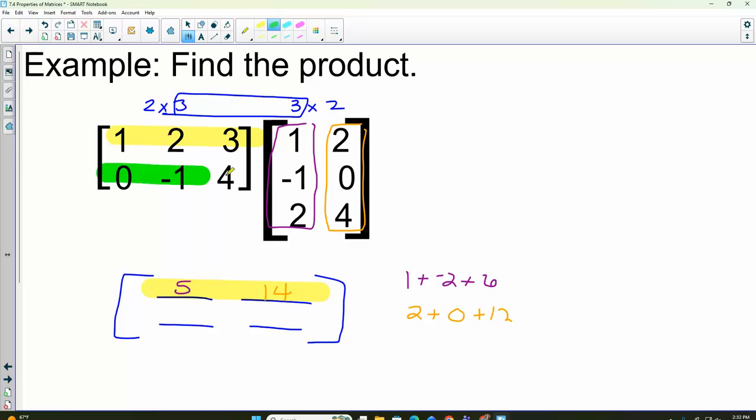Find the second row. We have to multiply the second row times each. So 0 times 1 is 0. Negative 1 times negative 1 is positive 1. 4 times 2 is 8. And that gives us 9. Last one, 0 times 2 is 0. Negative 1 times 0 is 0. 4 times 4 is 16. And we get 16.